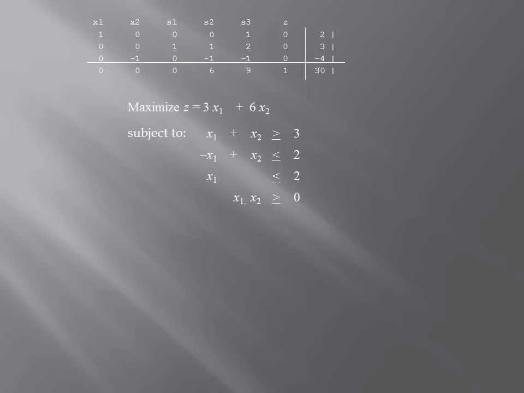The solution to the given maximum problem is the maximum z equals 30. This occurs when x1 is 2 and x2 is 4. You should see that from the final table above.